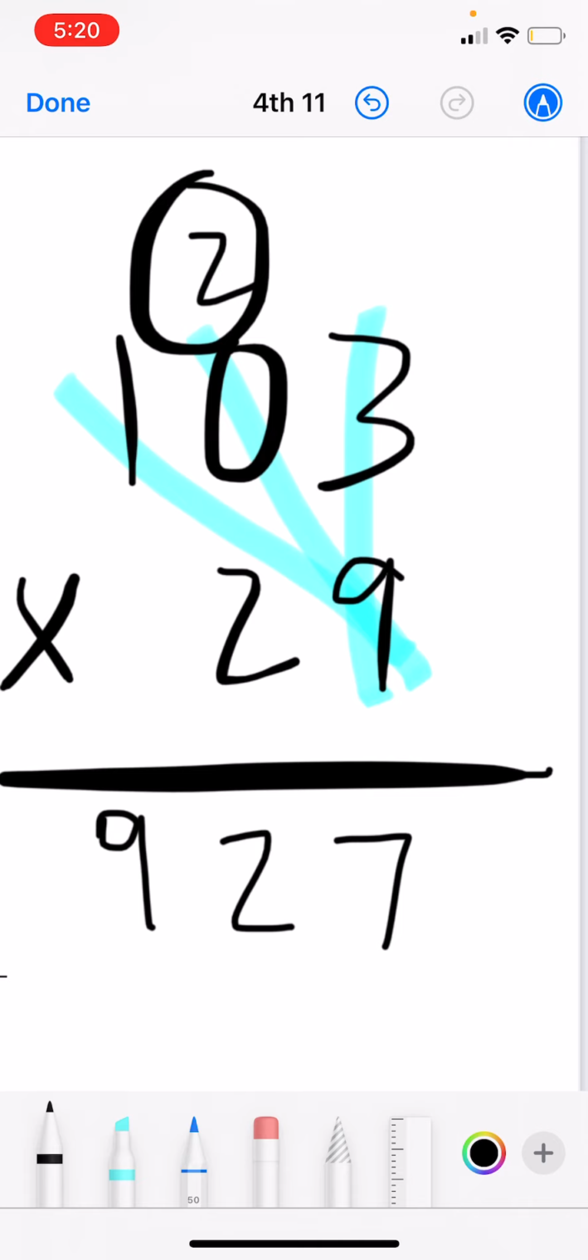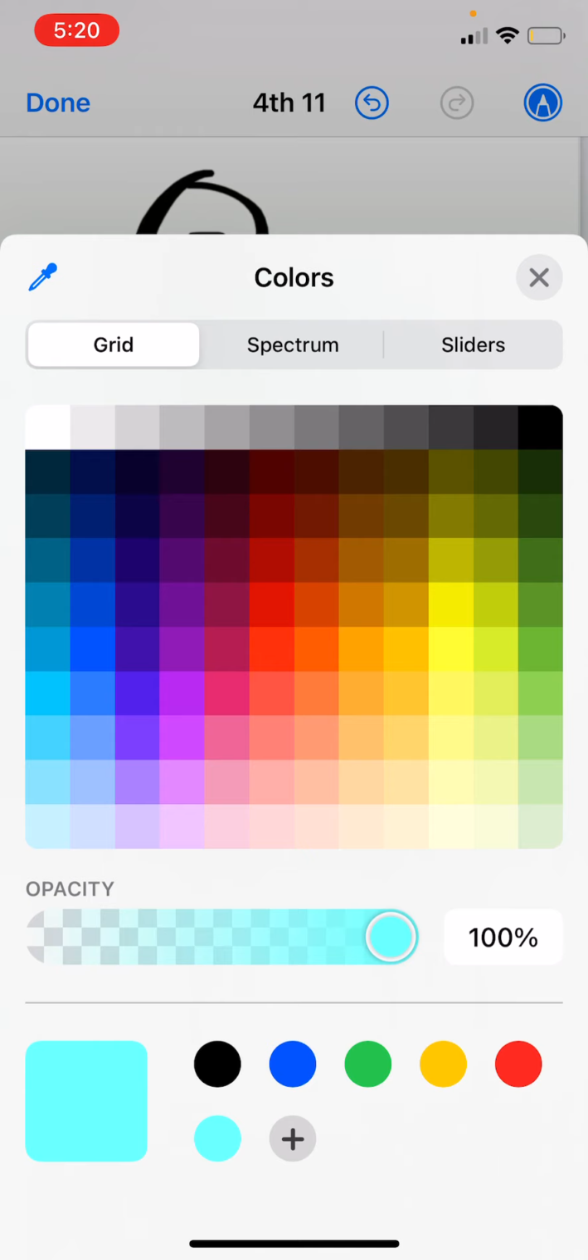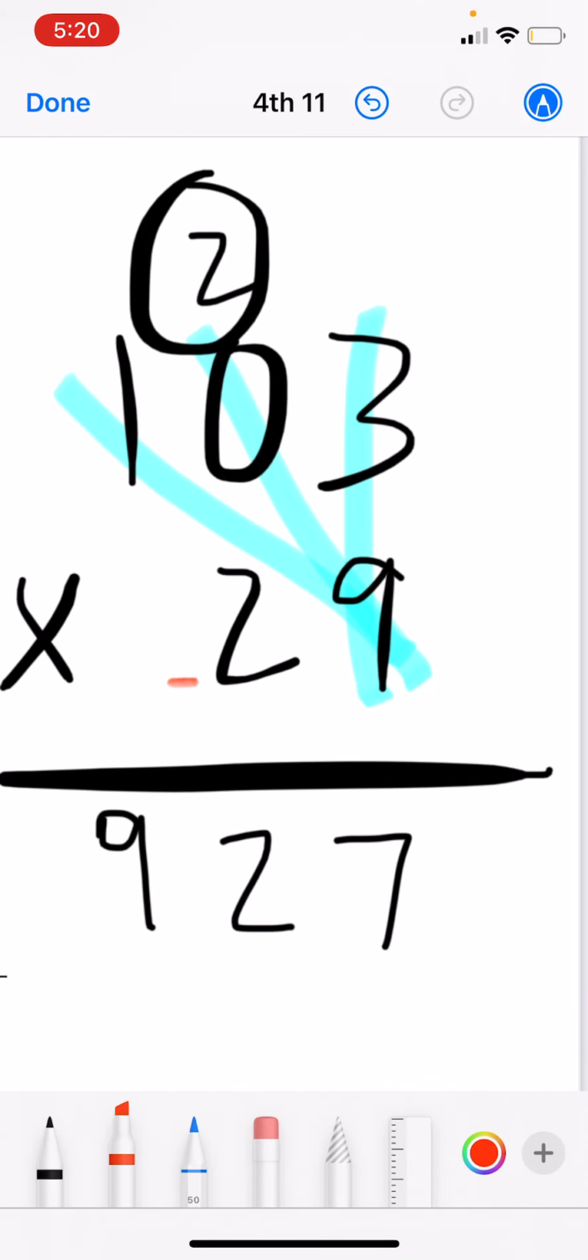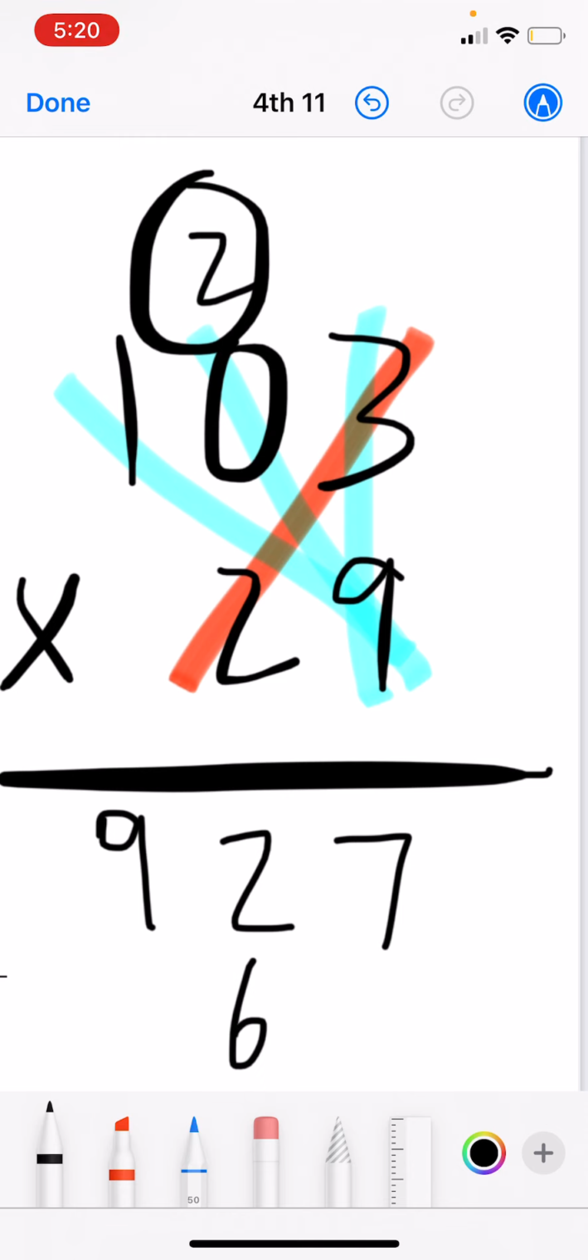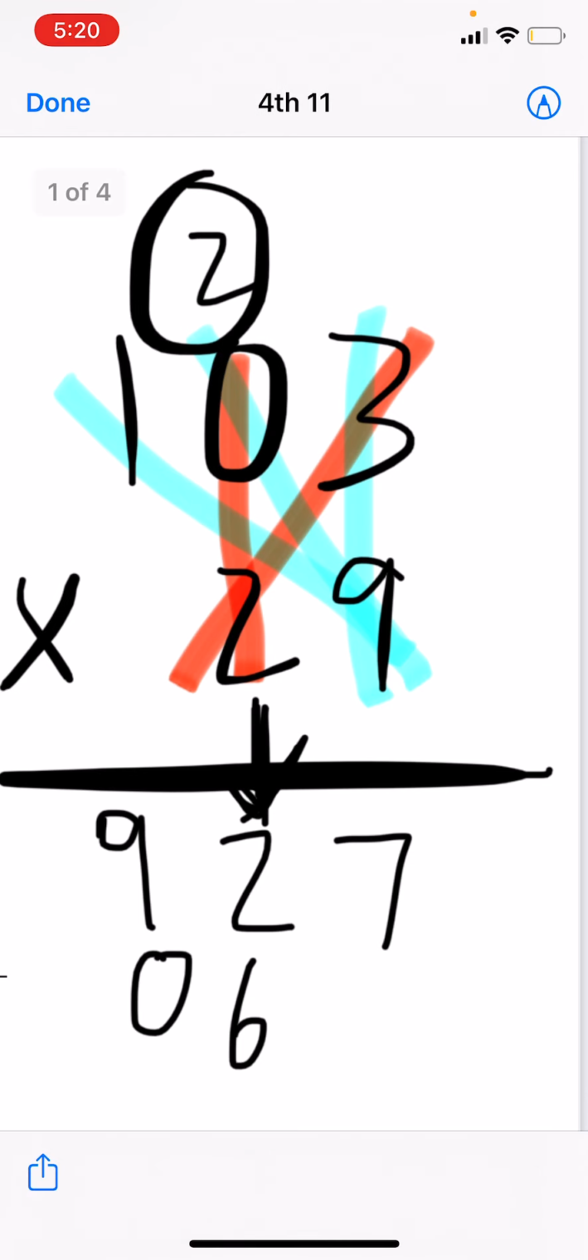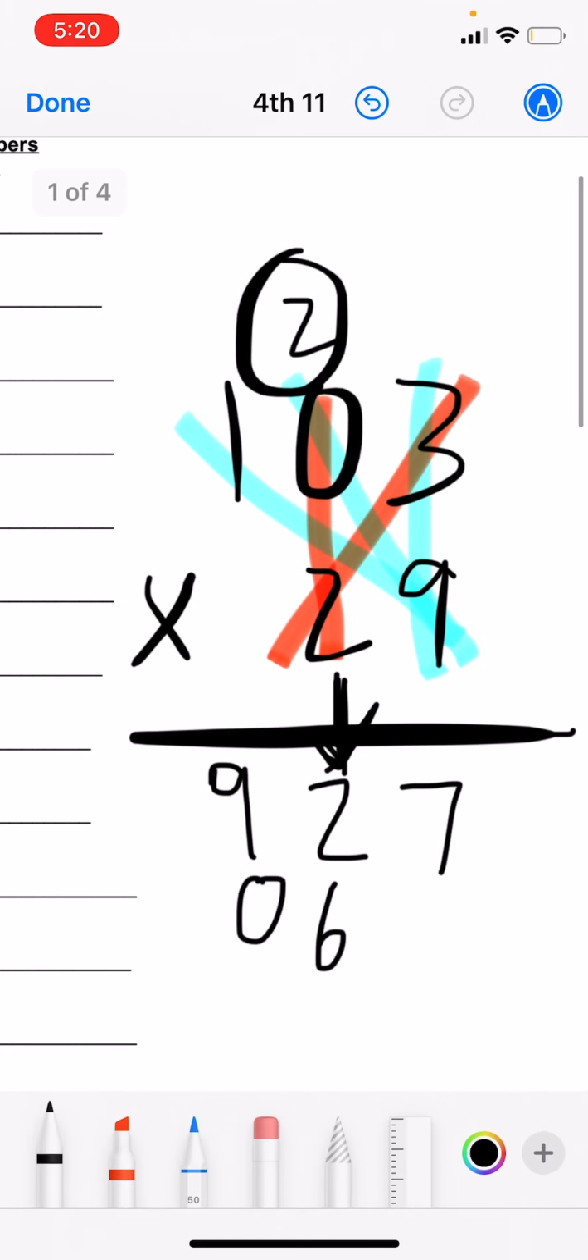Okay, next we have to multiply the 2 out. I'll switch to a different color. We're going to do 2 times 3, which is 6. And you have to remember to stack the number straight down this way for this 2. Okay, then we're going to do 2 times 0, which is 0. And then we have 2 times 1, which is 2.